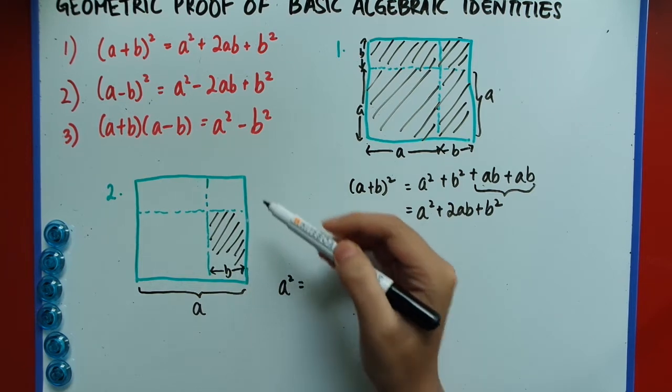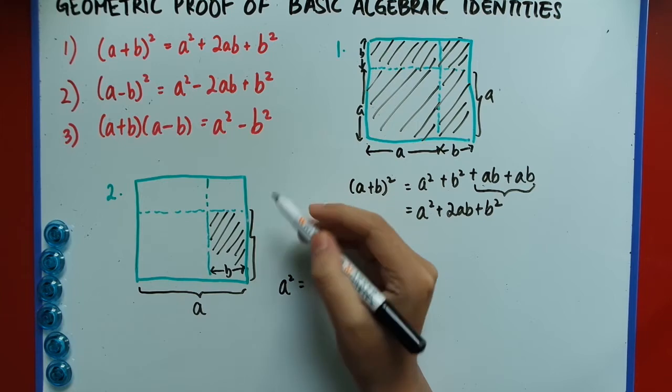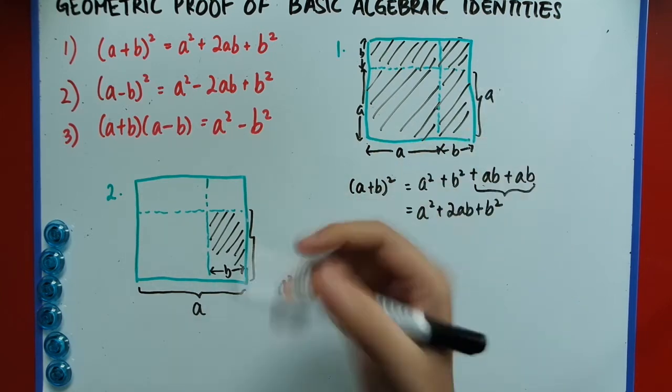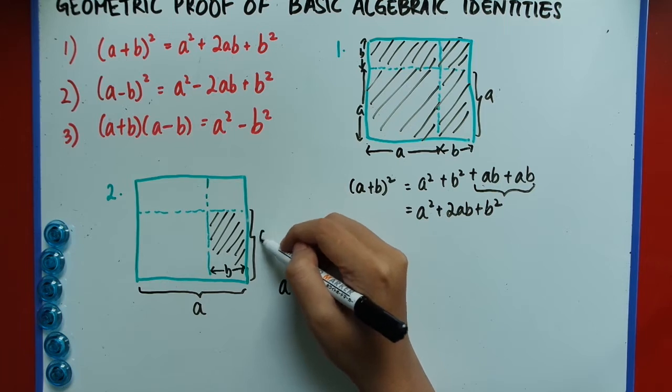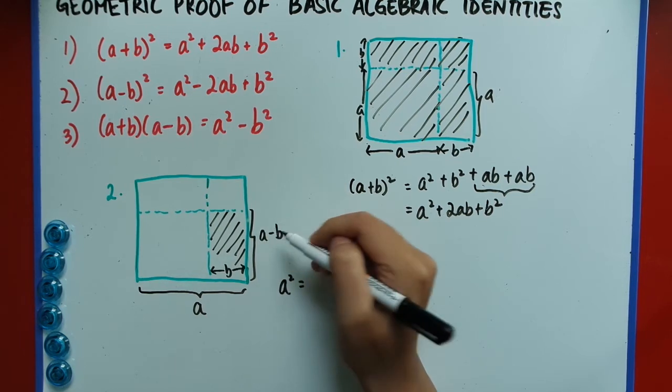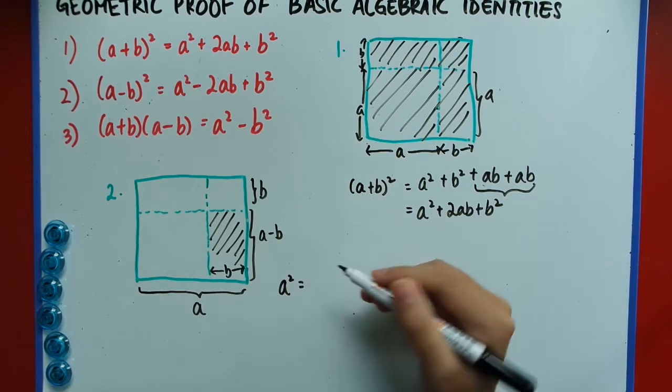So what is this, right? So we know this is B. What is this length? This is a little bit more complicated than the previous one, okay? This length is what we call A minus B, correct? Because this is B. So this is A minus B.